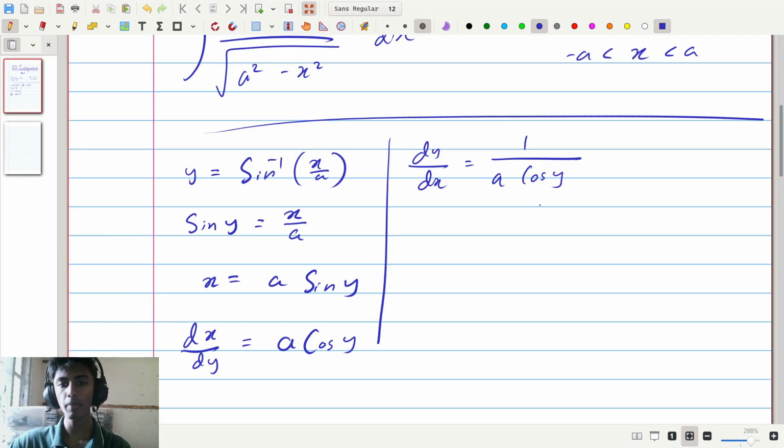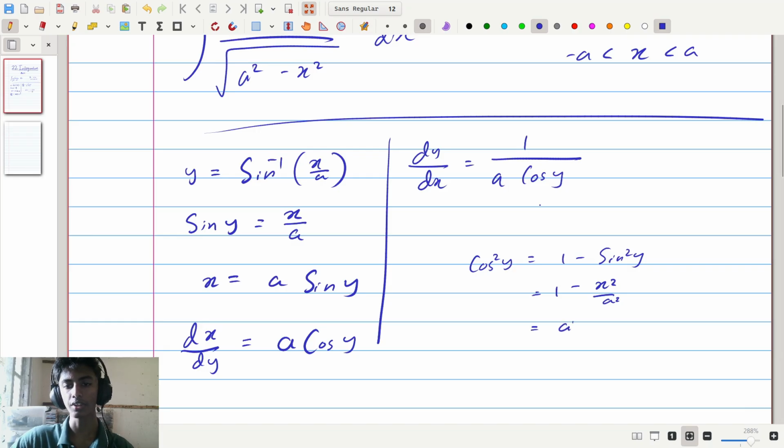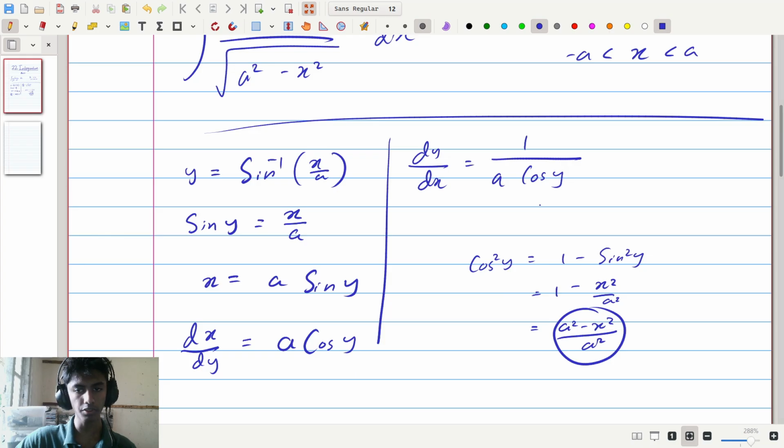So then, applying that to this situation, we have that the cosine squared of y would be equal to 1 minus the sine squared of y, which would be equal to 1 minus, and sine y is equal to x divided by a, so sine squared y is going to be equal to x squared divided by a squared. Taking this under a common denominator of a squared, we can write this as a squared minus x squared divided by a squared. Therefore, the cosine of y would be the square root of this thing.